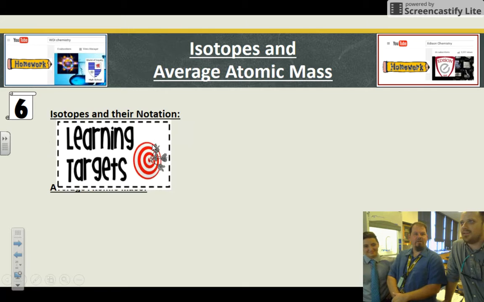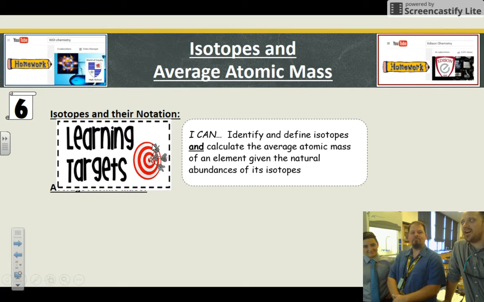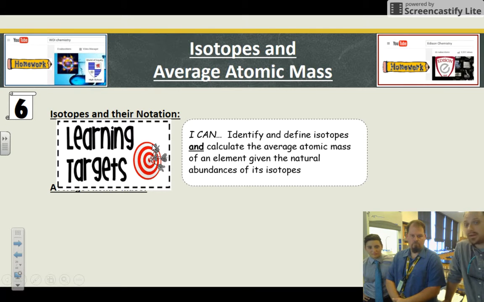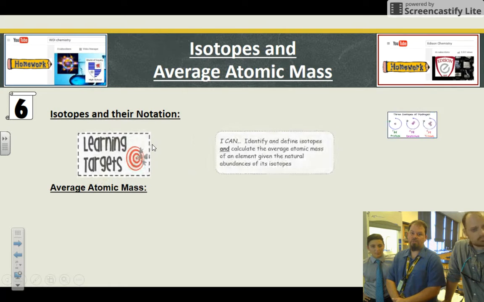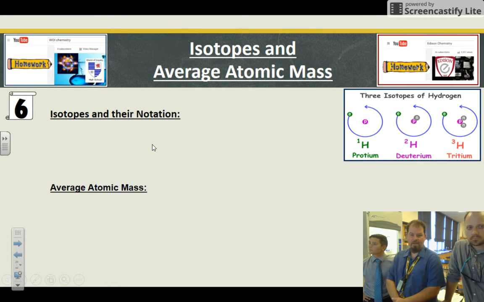Okay, learning targets. Here we go. I can identify and define isotopes and calculate the average atomic mass of any given element, given two important pieces of information: the natural abundance of its isotopes and the weights of those isotopes. We are never going to figure out the natural abundances. You have got to use the information provided and just trust it. Please do not fight this one.